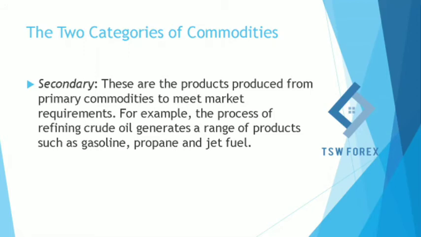Secondary commodity. These are products produced from primary commodities to meet market requirements. For example, the process of refining crude oil generates a range of products such as gasoline, propane, and jet fuel. So this is self-explanatory. You have a primary product that has variable quality based on where and when, and then when that is processed to meet a certain standard, that's when you create the secondary commodity.